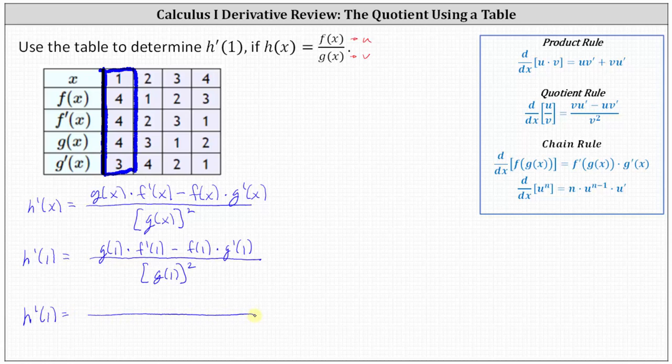Starting in the denominator, notice g of 1 is 4, and therefore the denominator is 4 squared. In the numerator, we have g of 1 is 4, times f prime of 1 is 4, and then minus f of 1 is 4, times g prime of 1 is 3. Simplifying, we have 16 minus 12 in the numerator and 16 in the denominator. Simplifying, we have 4/16, which simplifies to 1/4.